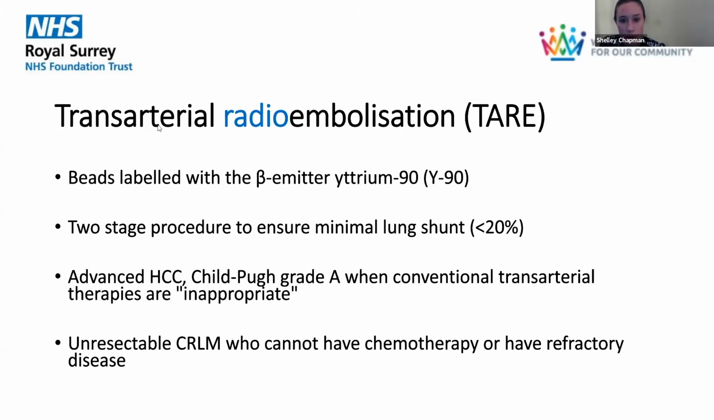So we can also perform transarterial radioembolization, this time using beads labeled with a beta emitter called Y90. This time around, it's a 2-stage procedure. The first procedure is to embolize any vessels that we don't want to receive any of the Y90, so commonly the GDA, and also to measure and ensure that the lung shunt is less than 20%. Obviously, we're restricted in terms of funding and who we can give these treatments to, but often it's for patients with advanced HCC who are Child-Pugh A, and when other therapies have not been effective.